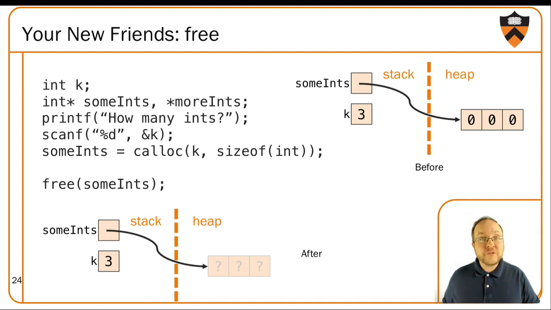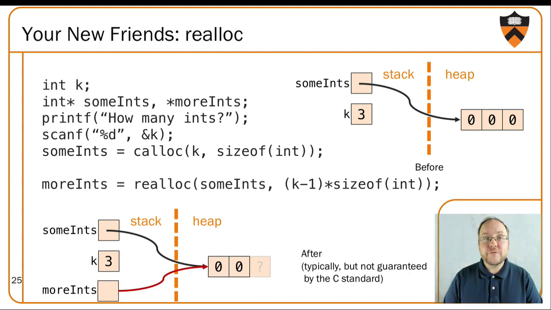But that means that after freeing, you still have a pointer referencing the now freed memory. This is called a dangling pointer, and by itself it's not an error. If we look at the slide here, we can happily have that pointer of some ints pointing into the heap. That's not a problem. But if we try to access what that pointer points to, if we try to dereference it or use it in some way, there will be problems. So stay tuned in a few more slides for that.